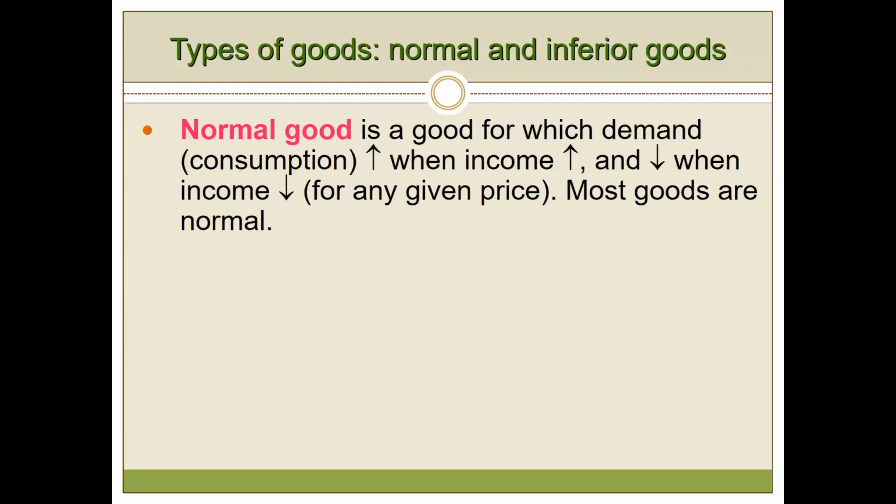A normal good is simply a good which you tend to purchase more when your income goes up. Consumption increases when your income goes up, and you buy less of this product when your income drops, for any given price. Most goods are normal, so the majority of goods which we are buying are normal. We want more of them when we become richer and less if we cannot afford them.